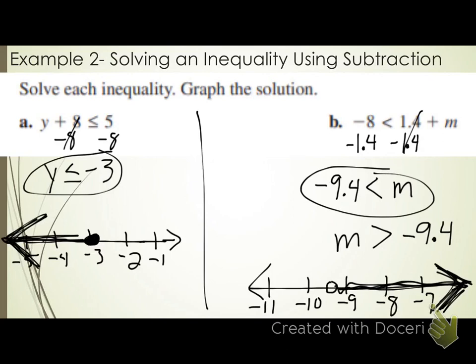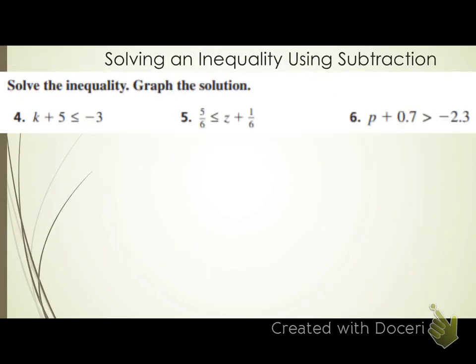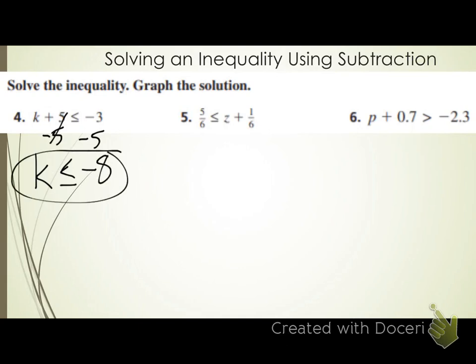Still feeling all right? Can I move on to my last slide? Just 3 examples real quick. Care if I go through these pretty quick? Number 4, what would I do to get k by itself? Subtract 5 from both sides. Negative 3 minus 5. Negative 8. Boom.